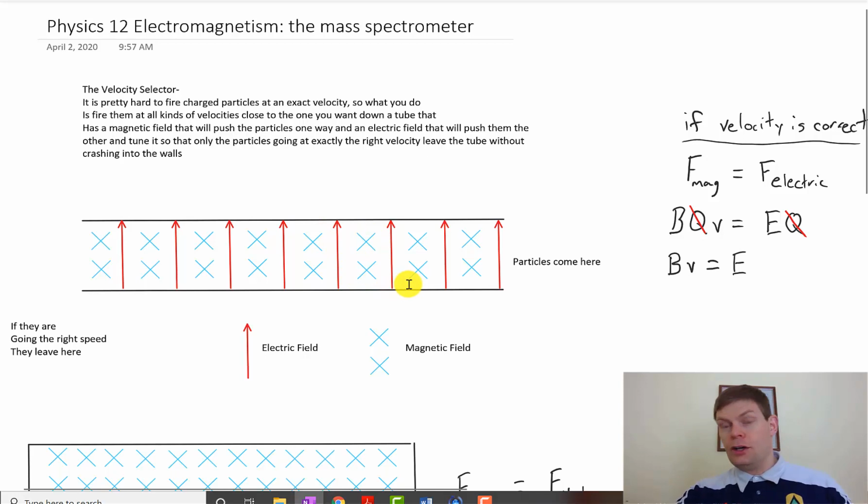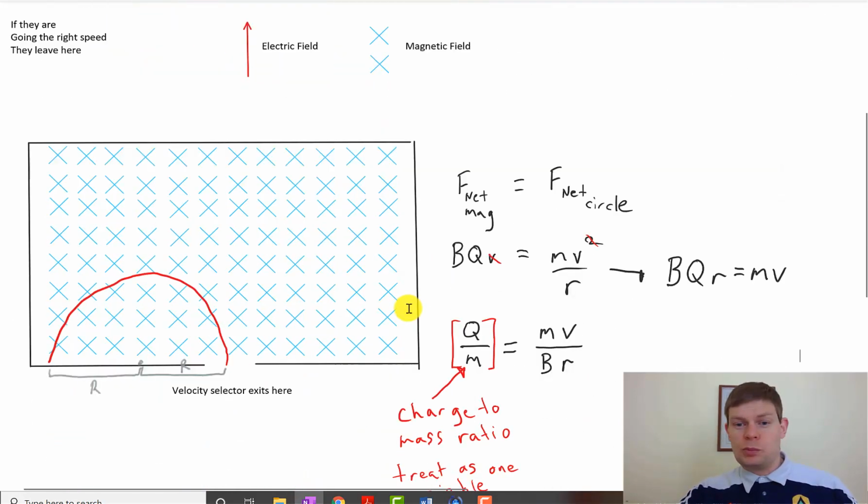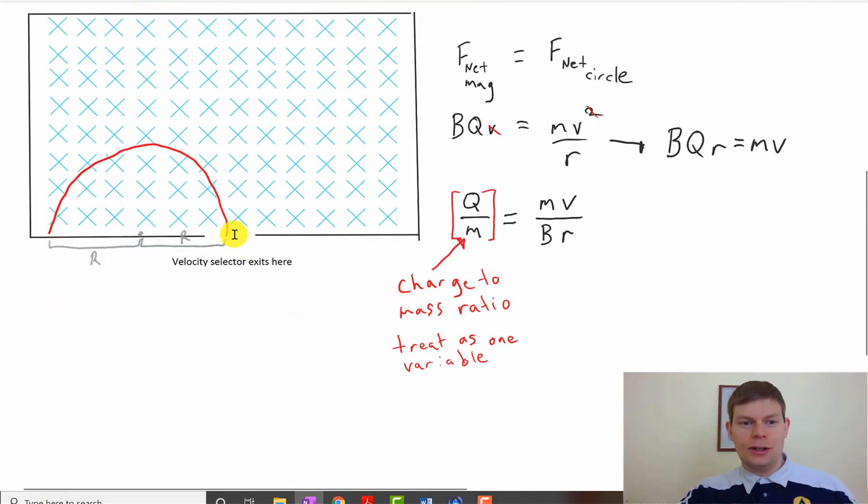In this unit, you might also have the magnetic force being equal and opposite to gravity. It's exactly the same idea, except instead of BQV equals EQ, it's BQV equals mg. So not a ton different. Remember your right-hand rules. Be good at equating formulas to come up with new ones. And that's pretty much it for this section. Love the mass spectrometer. It's good times.